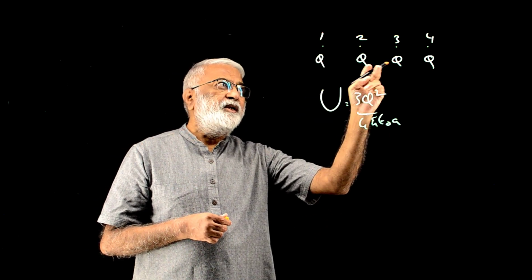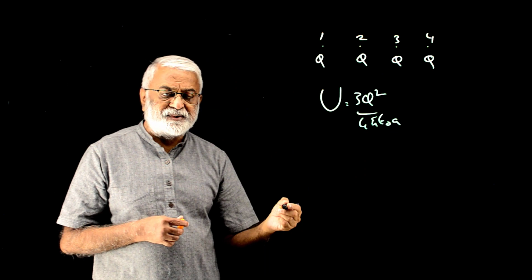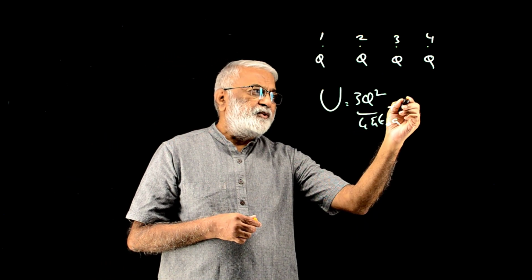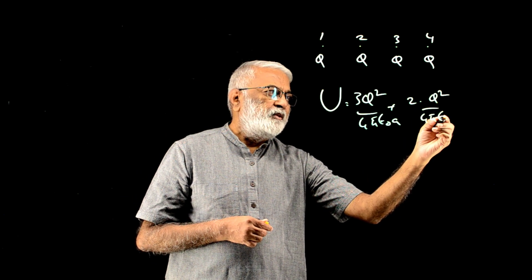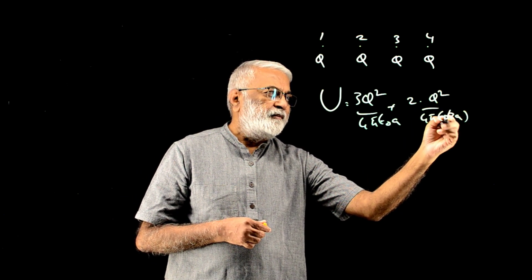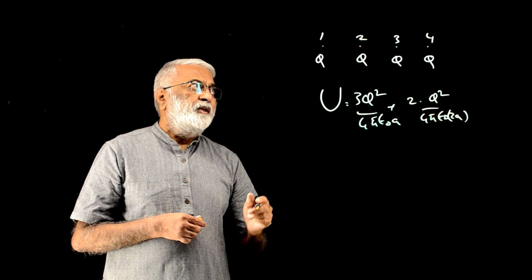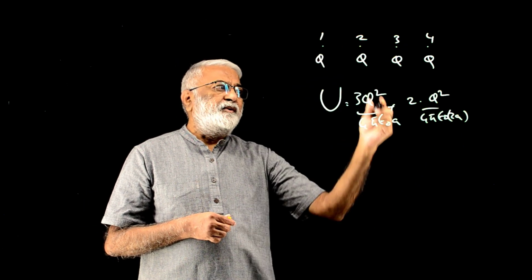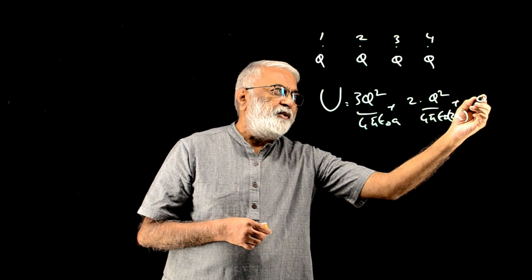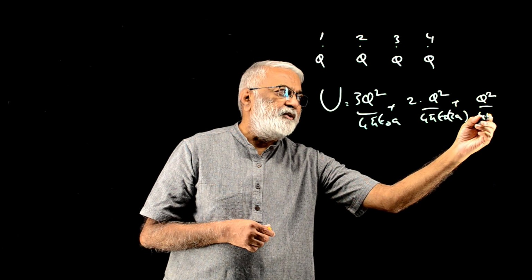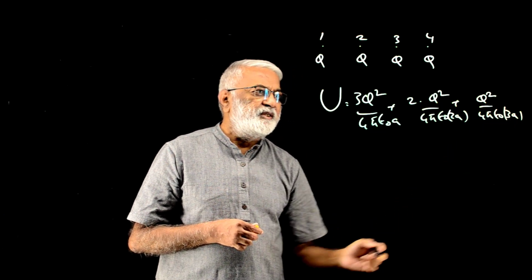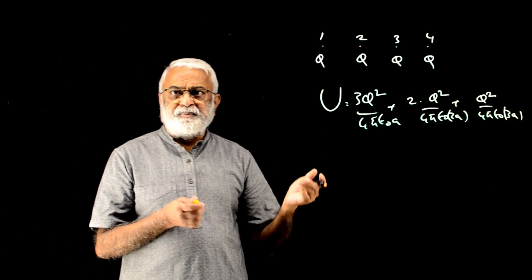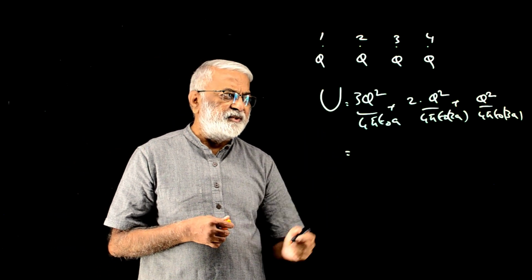Then 1, 3 and 2, 4. There are two identical pairs there. Plus, so two of them, q squared by 4 pi epsilon 0 2A. Then the pair 1, 4. That's just one of that, q squared by 4 pi epsilon 0 3A. So that's the energy of the system by counting the pairs. The simplest way of doing it, I guess.